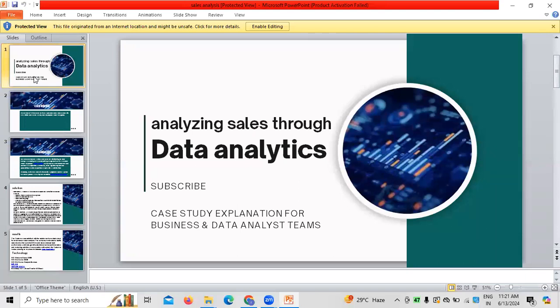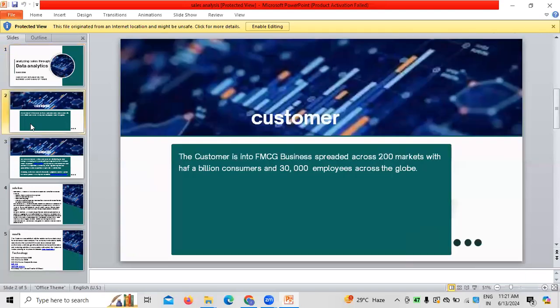In this regard, it's always important for us to know about the customer first, right? As an example, the customer belongs to the retail and FMCG side, where they have spread across 200 markets with half a billion consumers and almost 30,000 employees across the globe. Because at the end of the day, FMCG and retail is a big market across the world where a lot of sales happen, and someone has to address all that.